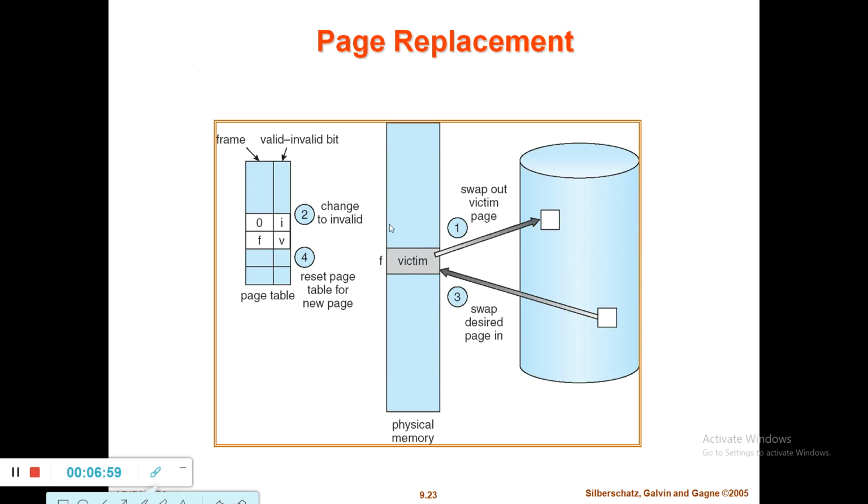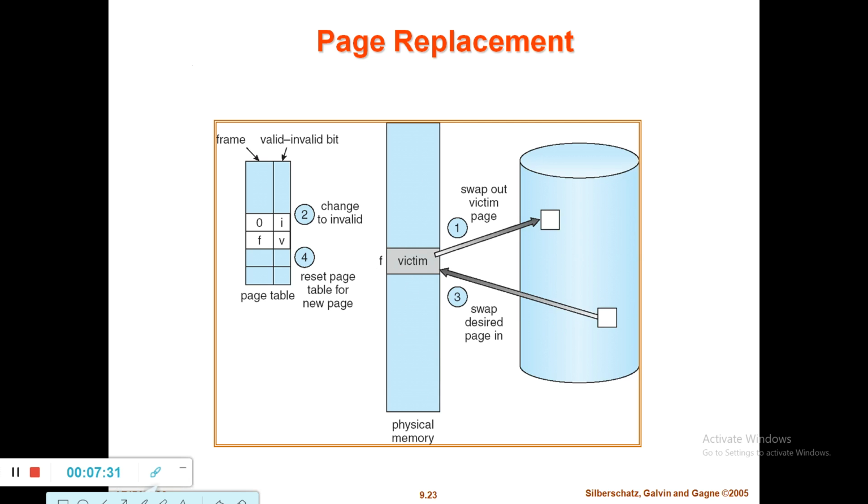Before that, let's take one example, a diagram. This is a page table, with pages 0 and F, where F is a frame that we are going to divide. What are the steps here? Step 1: if there is a page that you want to load into the memory but there are no free frames, you swap out the victim page, and swap in the desired page that is required by the user for execution.